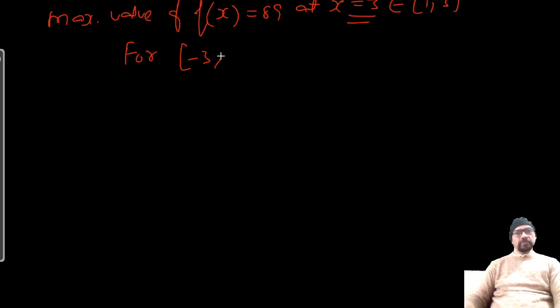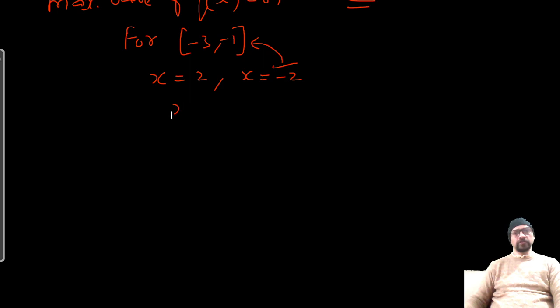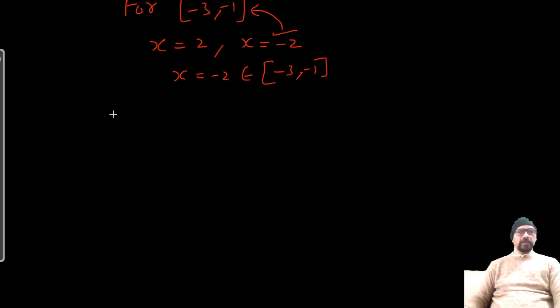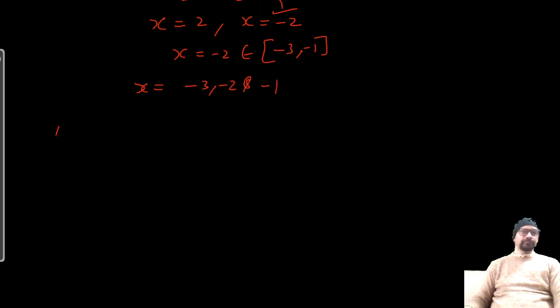So our interval is minus 3 to negative 1, and our critical values were at 2 and negative 2. So negative 2 is the only one that belongs to this interval. So x equal to negative 2 belongs to [minus 3, negative 1], and we will find the value of the function at negative 3, negative 2, and negative 1.